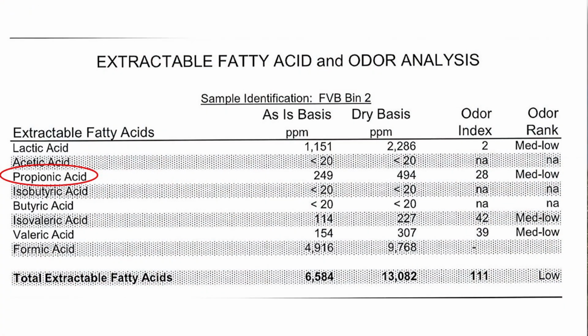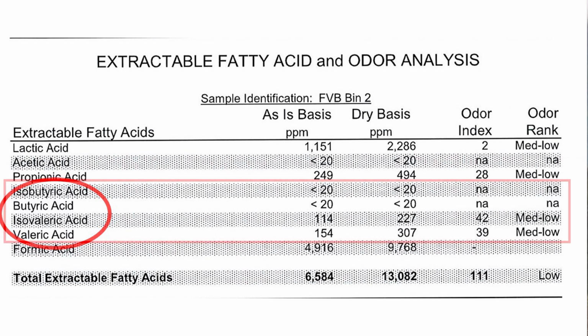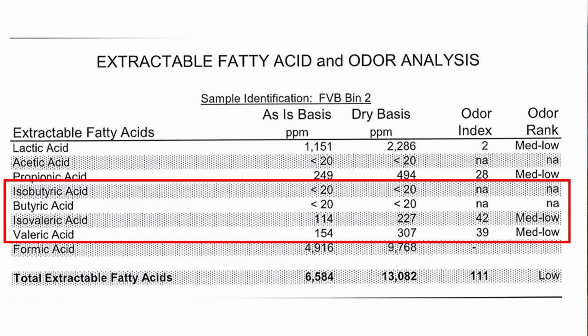Then we get the acids that are much more odorous and which are formed when there's not enough oxygen for the microbes. Propionic is a bit more odorous than acetic acid. However, it's the isobutyric, butyric, isovaleric, and valeric acids that we hope not to have in our compost process, as their odor rank is extreme. As we see in this case, the concentrations are either very low or below detection limits. In this particular case, we have achieved success.